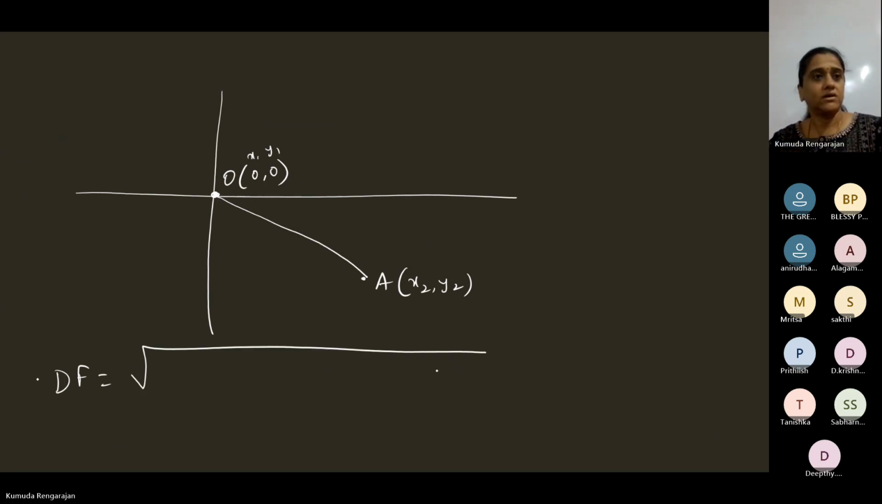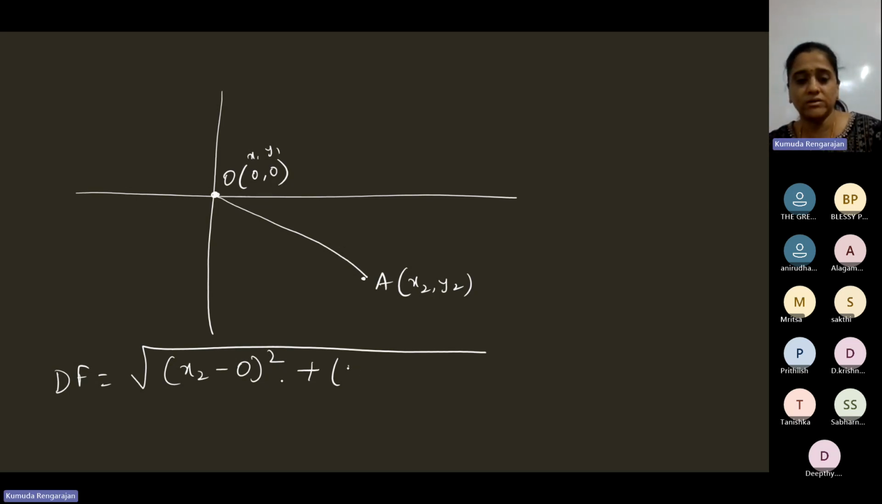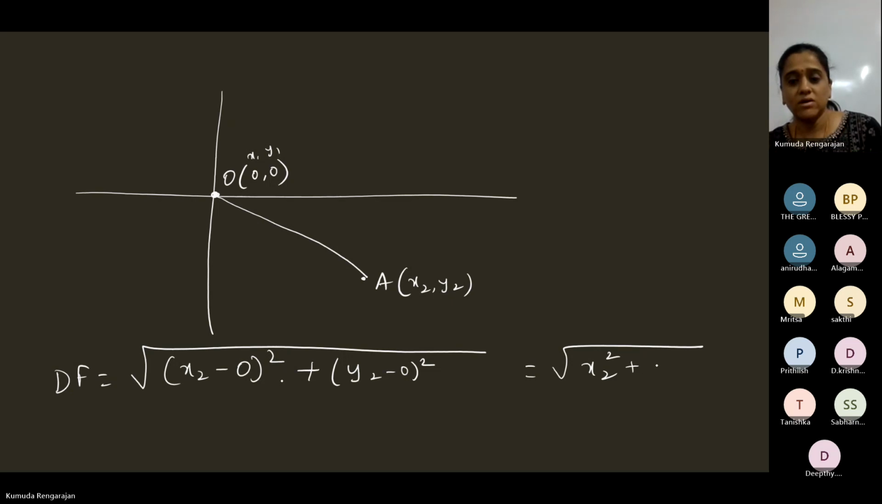Difference between abscissa, the whole square. Subtract the x coordinate and square it. So x2 minus 0, or 0 minus x2, both are the same when you square it. So you can write x2 minus 0 the whole square or 0 minus x2 the whole square, plus 0 minus y2 the whole square or y2 minus 0 the whole square. So it's nothing but square root of x2 square plus y2 square.